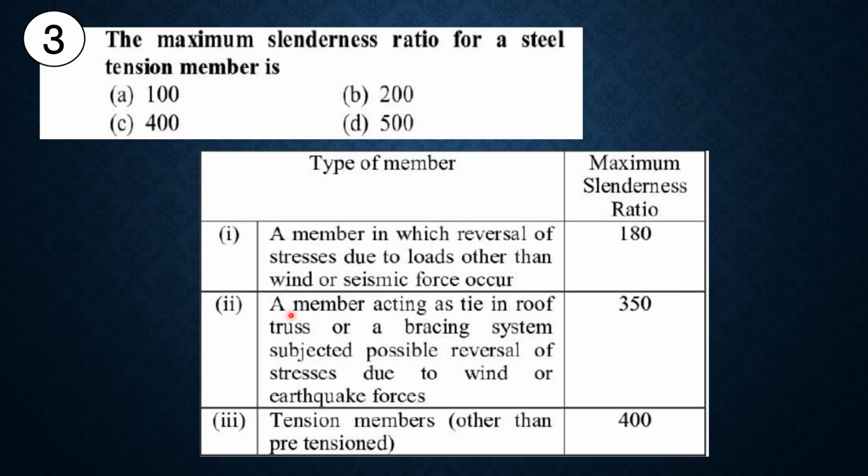Then the second condition, a member acting as a tie in a roof truss or a bracing system subjected to possible reversal of stresses due to wind or earthquake forces, the maximum slenderness ratio is 350. Then the third condition, tension members other than pre-tensioned, the value is 400. Here they ask for a steel tension member, so the maximum slenderness ratio is 400. Option C is correct.